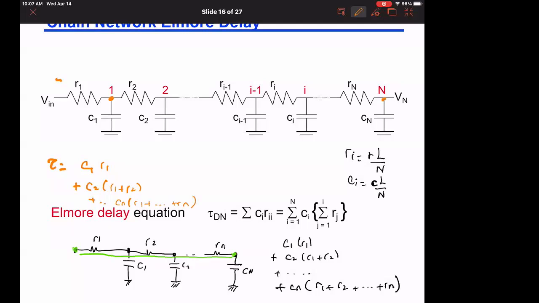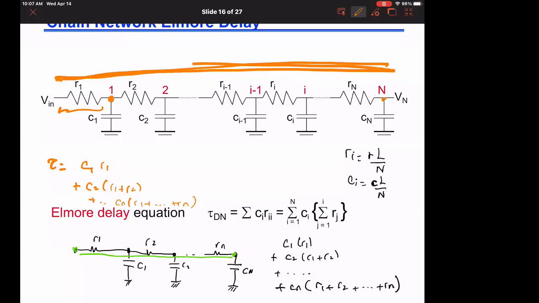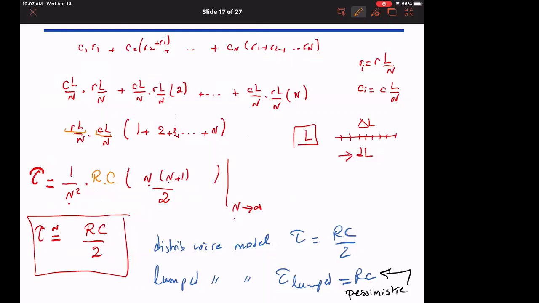Because this is the path from the input to the output, for every capacitor we count the resistive path to reach it on my dedicated input-output path. Meaning the resistance that reaches me to it on the main path is what I count. And from this we derived that each Ri is L over N, and accordingly I can find this summation, and from it I will end up with tau being approximately RC over 2.